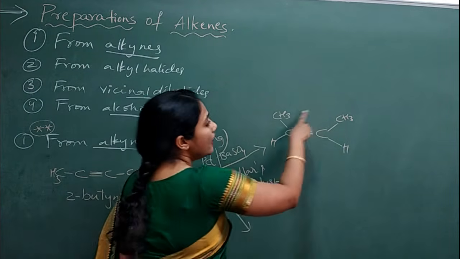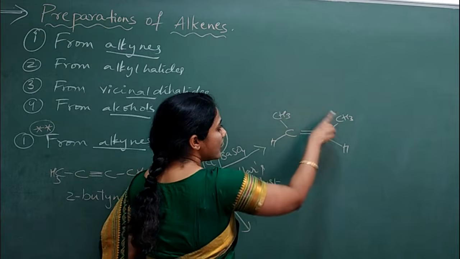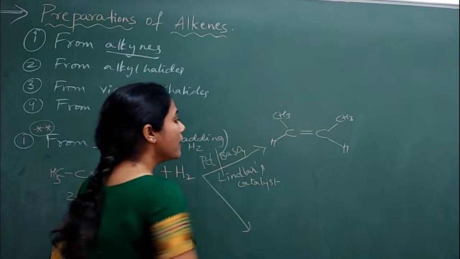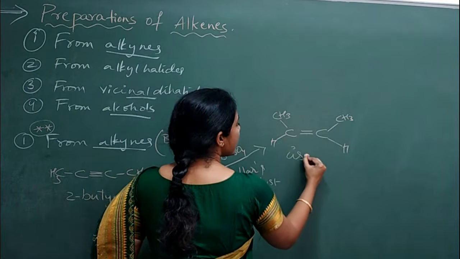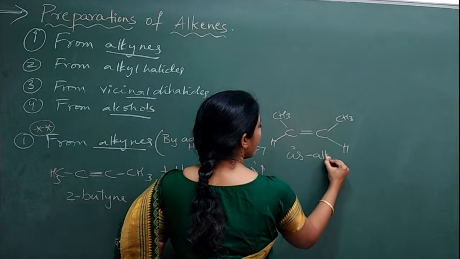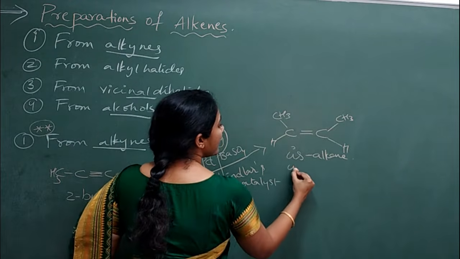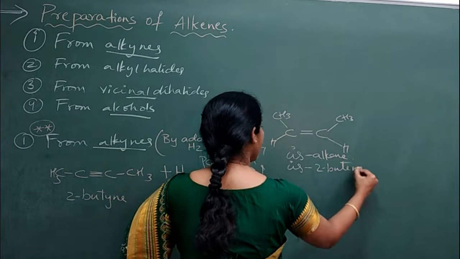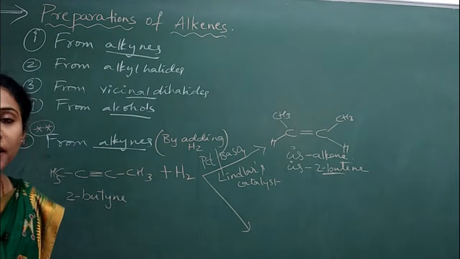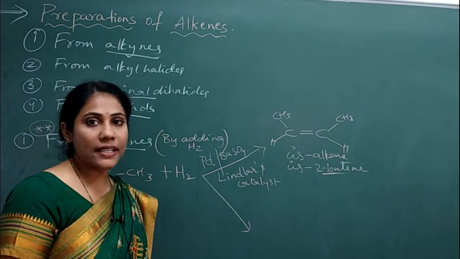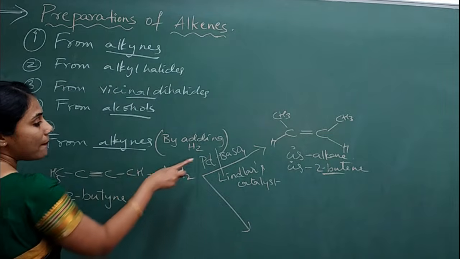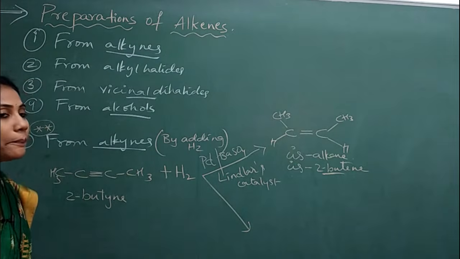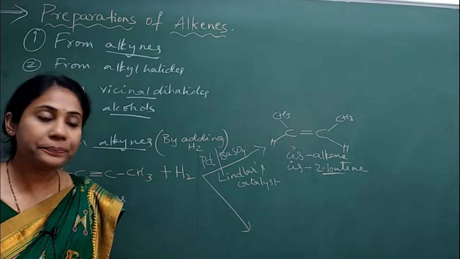You see, same groups on the same side, right? Two CH3 groups are on the same side, two hydrogen atoms are on the same side. So what is this? This is cis alkene. So what is the name of the alkene? I can call it cis-2-butene, isn't it? So there are two isomers for alkenes, cis isomer and trans isomer. So if you use palladium over barium sulfate, the catalyst is called Lindlar's catalyst.